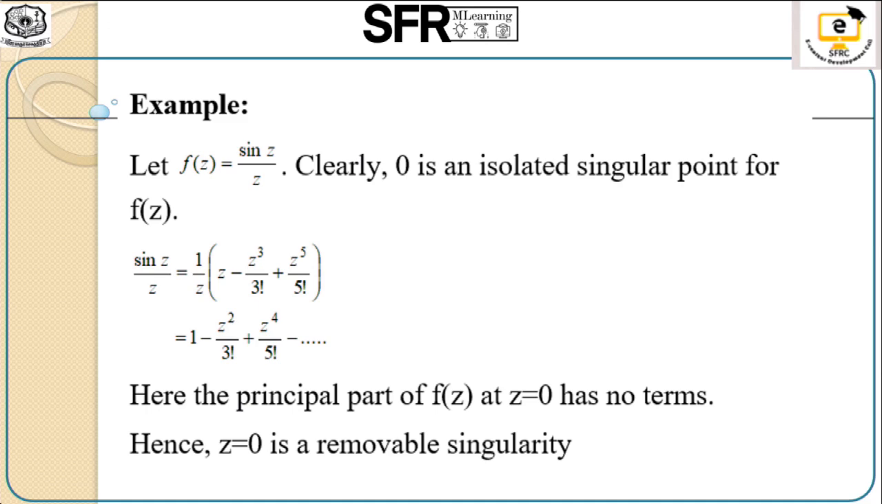Here, look at this example. f of z equal to sin z by z is given. Clearly 0 is an isolated singular point, and let me check whether it is a removable singularity or not. For that I am rewriting sin z by z as 1 by z into the sin z series, z minus z cube by 3 factorial plus z power 5 by 5 factorial, and multiplying 1 by z inside, we get 1 minus z square by 3 factorial plus z power 4 by 5 factorial, and so on.